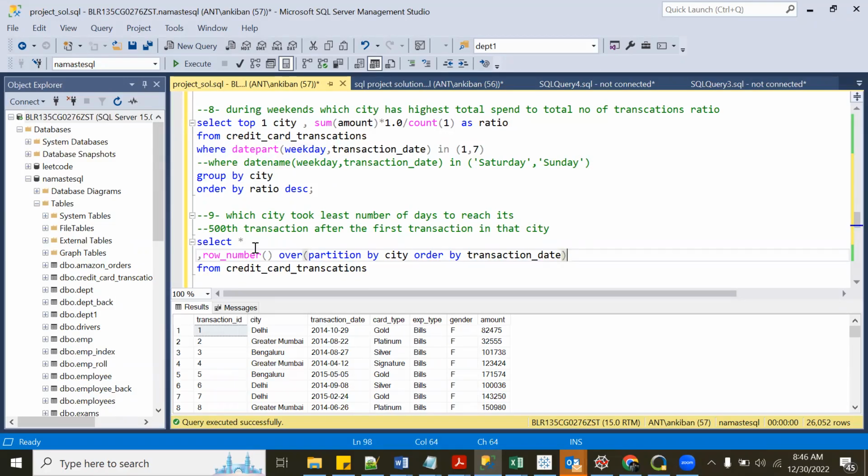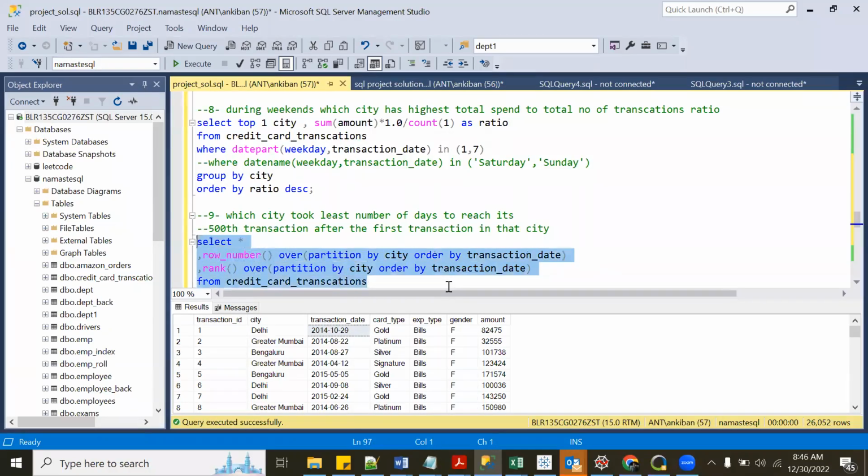We have to reach the 500th transaction. I'm taking row number because row number doesn't repeat. For one city, there can be multiple transactions on the same transaction date, but I ultimately need the 500th. That's why I'm using row number. Let me show you what the issue is with rank, so it will be clear.